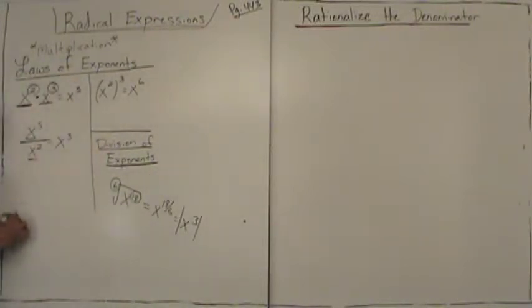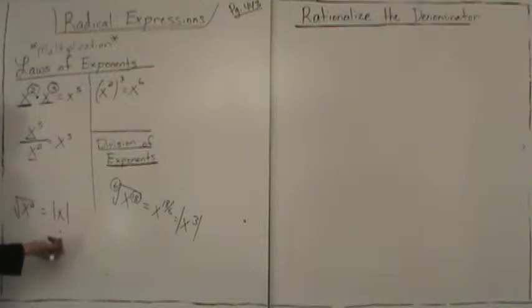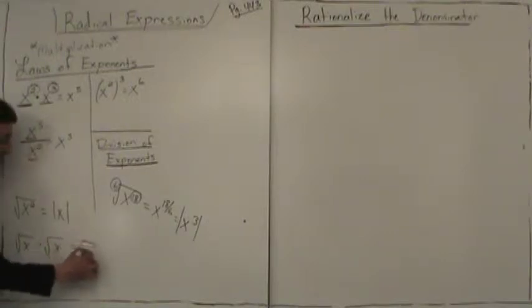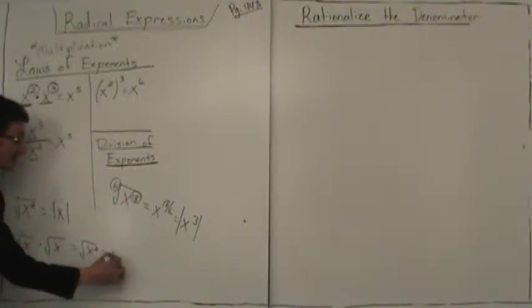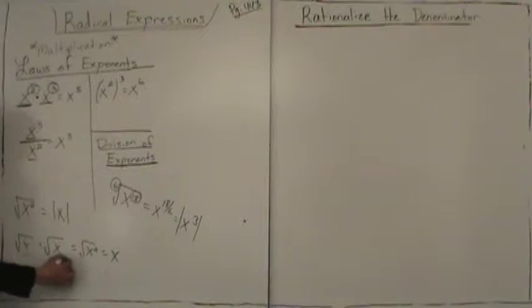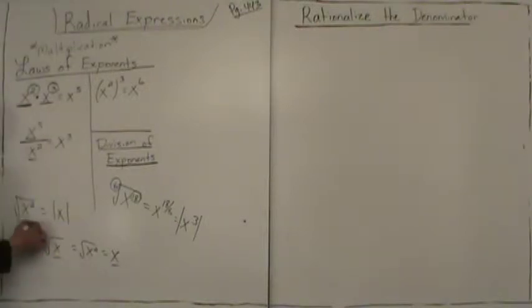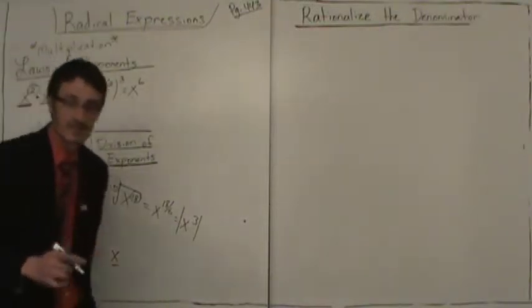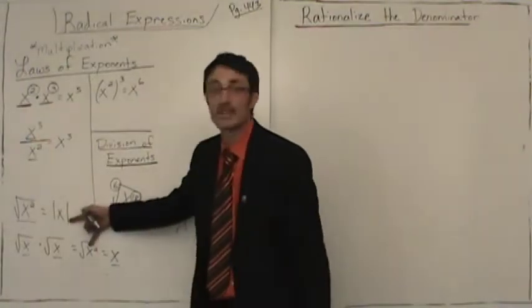So I need you guys to remember that the square root of x squared, and this is on the test, is equal to the absolute value of x, versus the square root of x multiplied by the square root of x, which is not the square root of x squared. However, we just end up with x. So square root of x times square root of x is just x, but square root of x squared is the absolute value of x. So just go ahead and take these down almost like a definition.